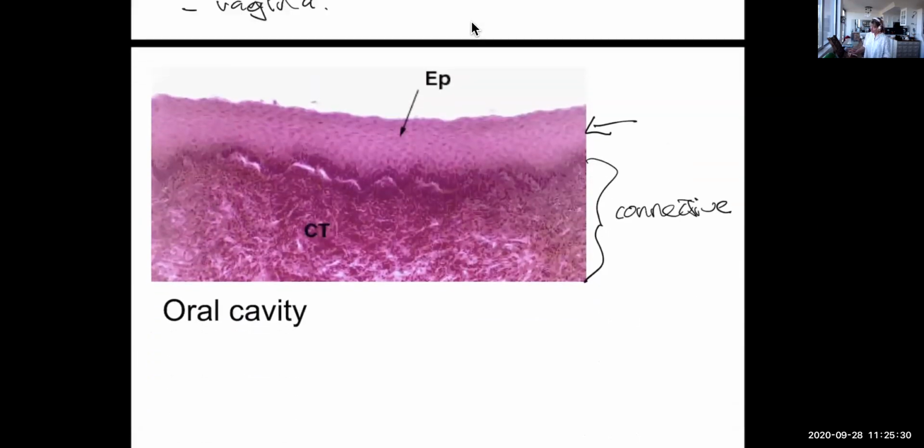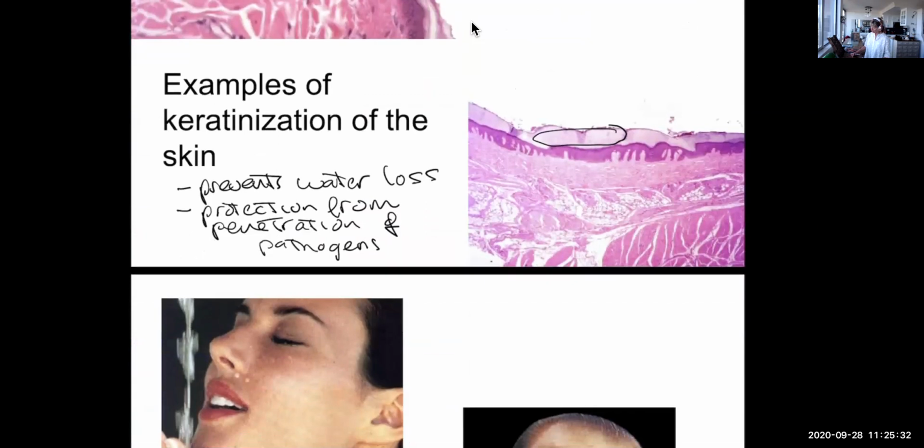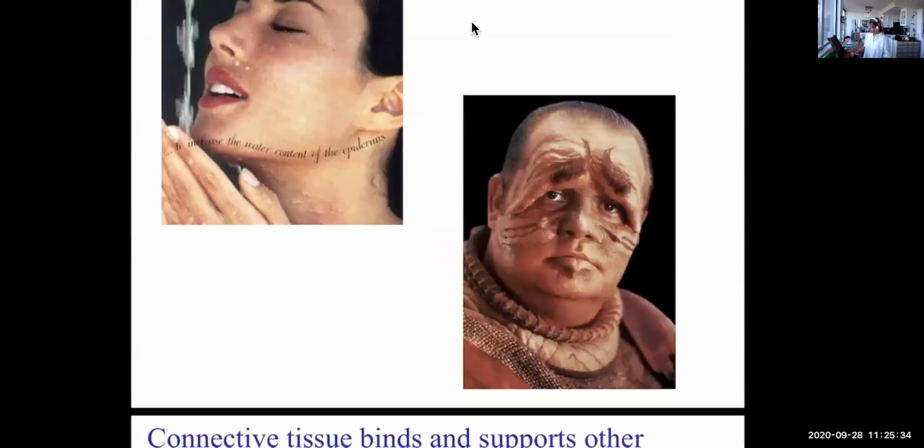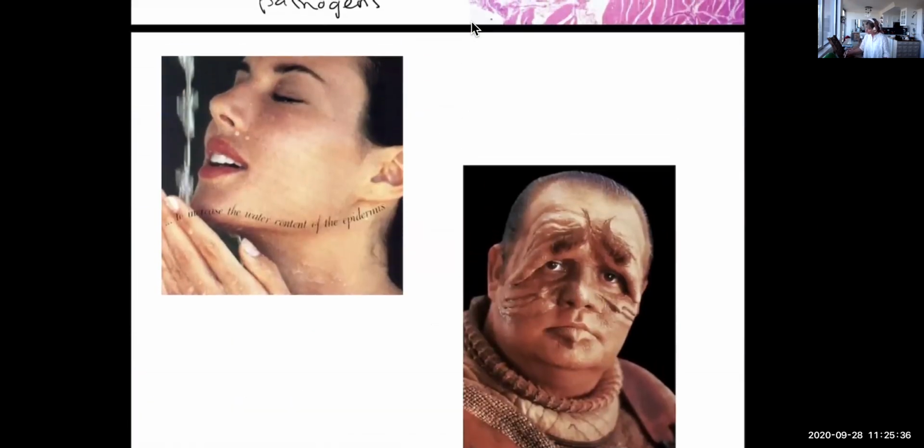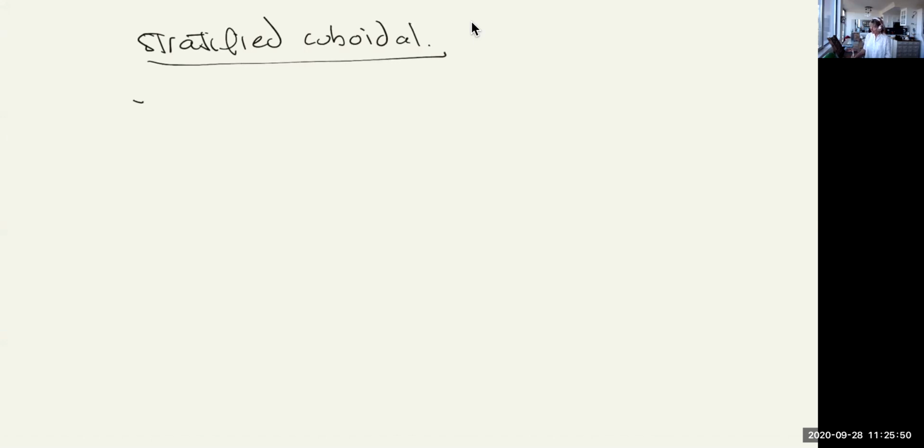There is also, oh no, I need to add a couple more before we finish here. Let me just add a page. Stratified cuboidal. There is stratified cuboidal tissue, epithelial tissue. They are the cuboidal cells that, for example, line the sweat glands. So they secrete sweat.